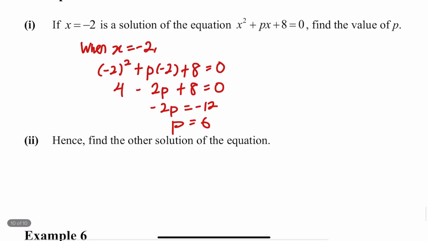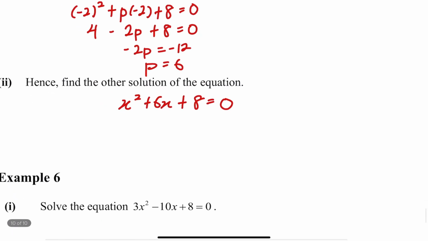What does solution mean? It means when I solve this quadratic equation, what is the x value? Over here, I know that p is equal to 6, so therefore x squared plus 6x plus 8 equals 0. Now I have a quadratic equation. I hope you still remember the steps. Make sure the right side is 0. Factorize the left side here. Then apply the 0 product rule.